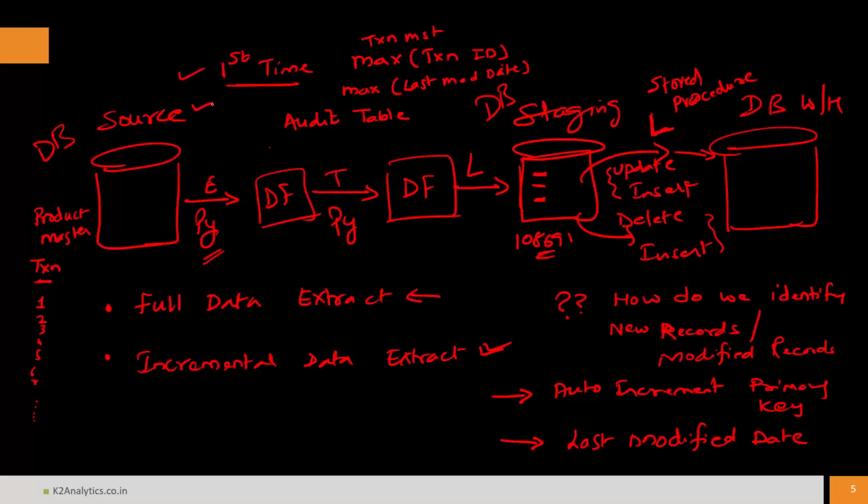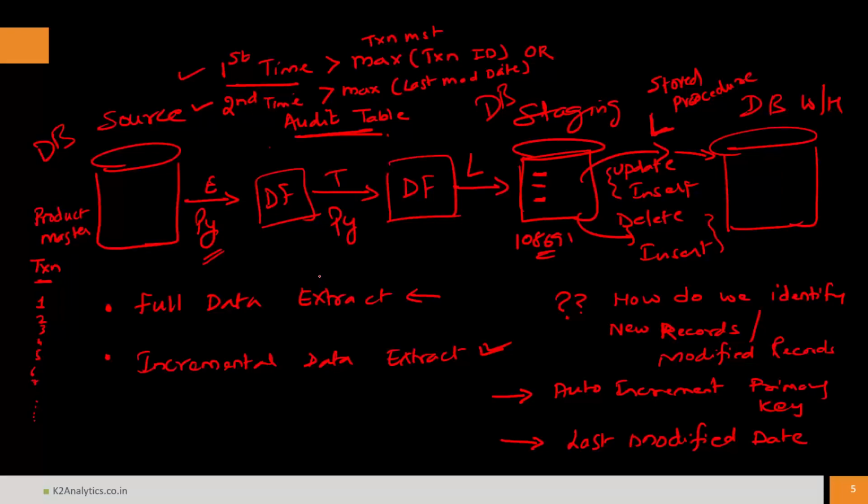Now when you do it the second time, you should refer to the audit table first and get the information: what was the max transaction ID till which you extracted data from the source in the previous run, and what was the max last modified date? So incremental extraction will have the criteria greater than max transaction ID, or you will have to put an OR condition, or greater than max last modified date.